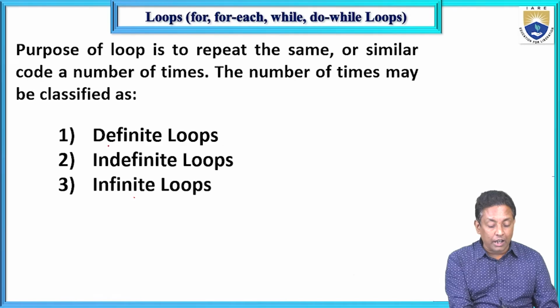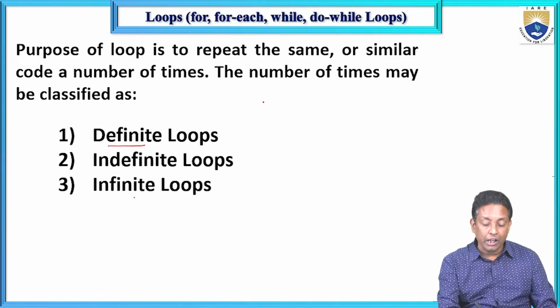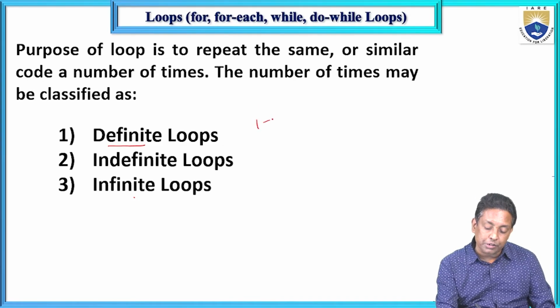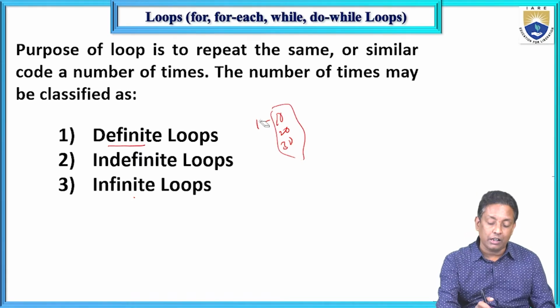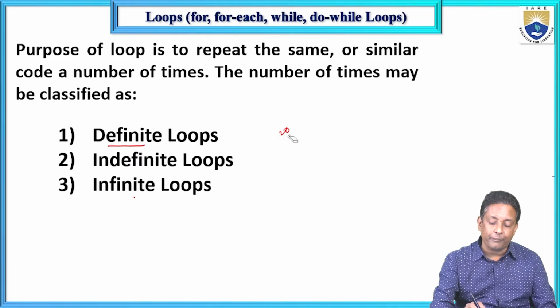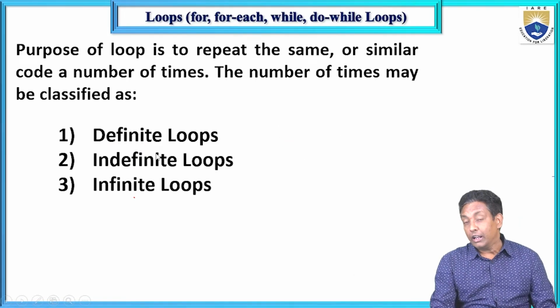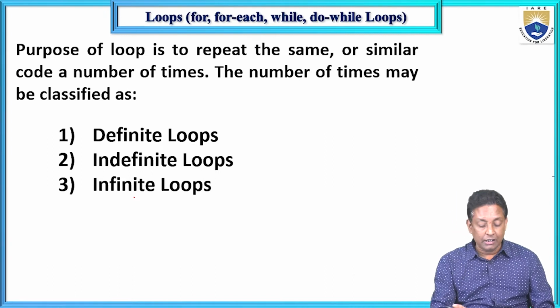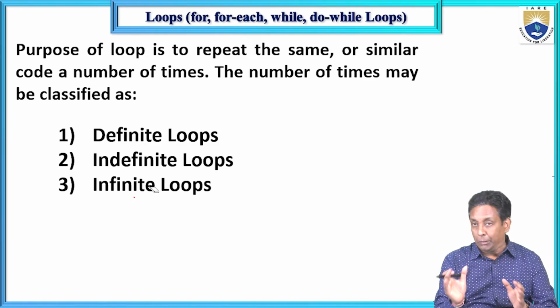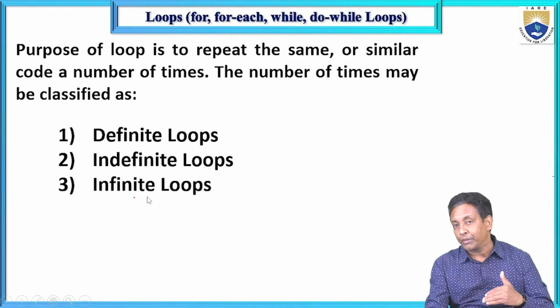Definite loop: the name clearly indicates it. It will iterate a particular number of times, 1 to 10 times or 1 to 20 times or 1 to 30 times, a fixed number of iterations. We tell the loop to iterate for 10 times or 20 times or 30 times. That is a definite loop. An indefinite loop is not an infinite loop. In an indefinite loop, there is a definite number of iterations.